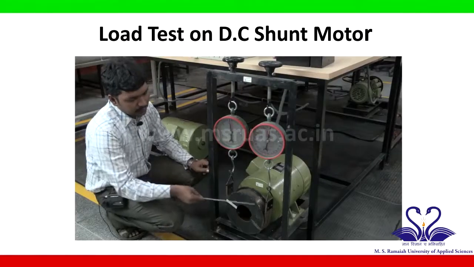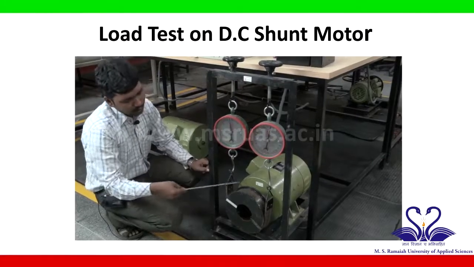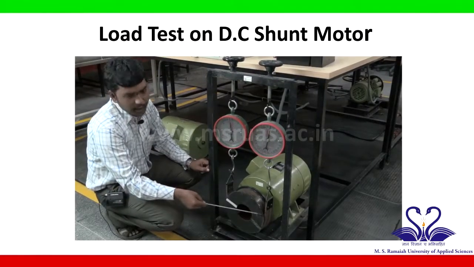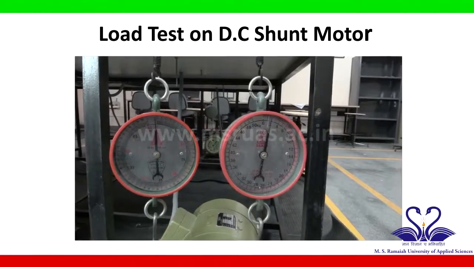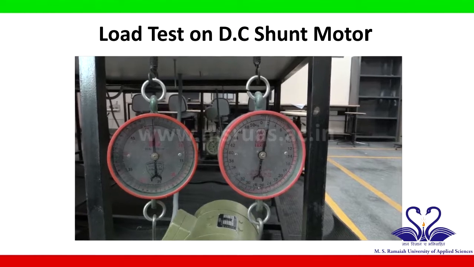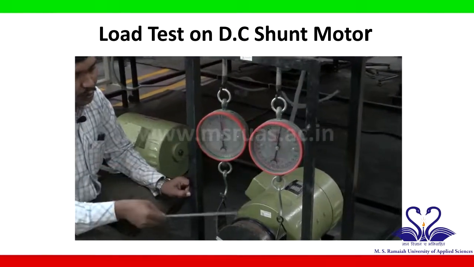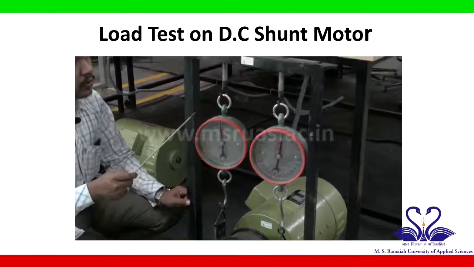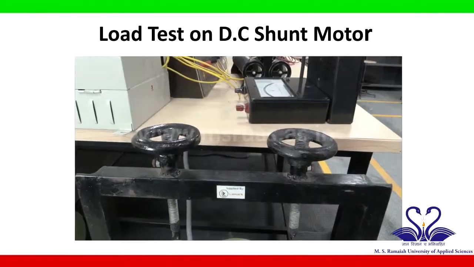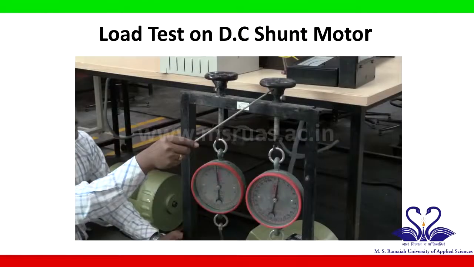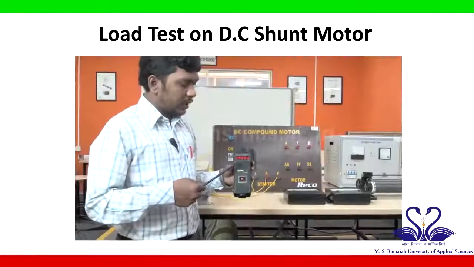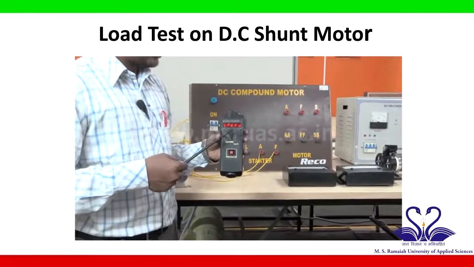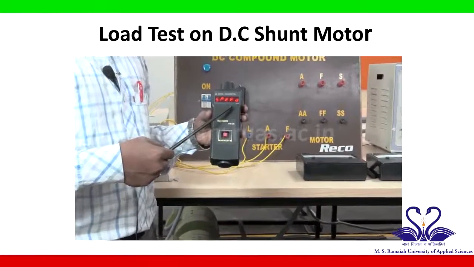And this is the brake drum of the DC motor, and the output of the DC motor is the mechanical load. That means we are going to apply the load in terms of kgs, and here these two are the spring balances, and these are connected to the motor through this rope, and these are the adjustable knobs for the spring balance. By adjusting these two knobs, you have to apply the load. This is the digital tachometer, and it is used to measure the motor speed in rpm.